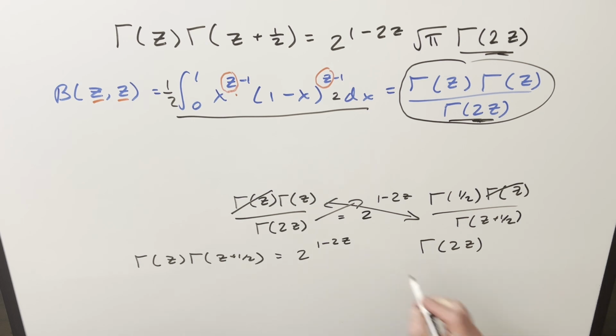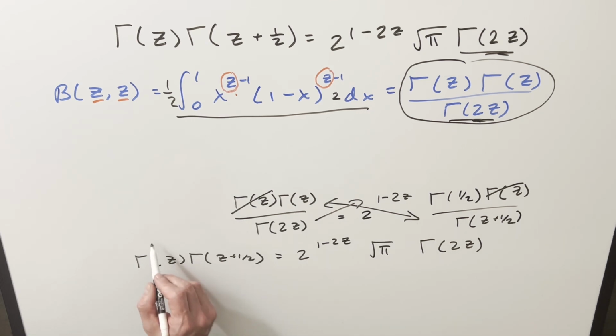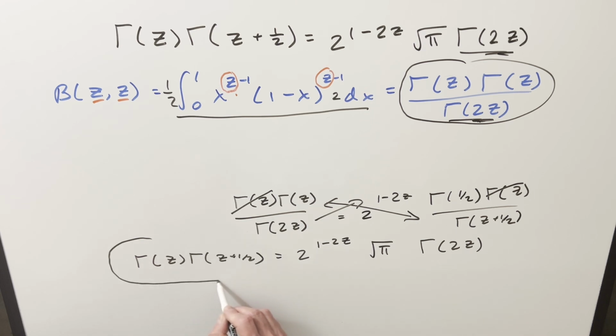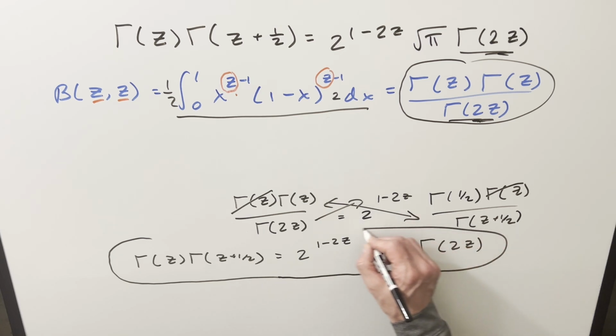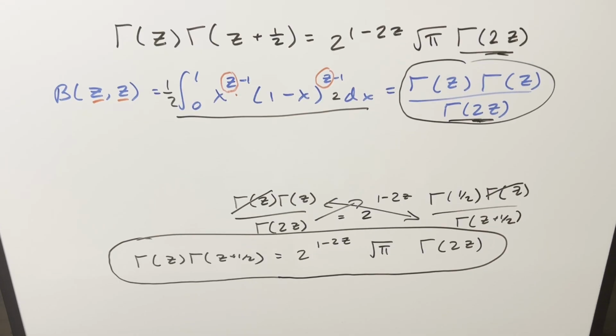So we plug that in, square root of pi, and so for our formula we have just gamma of z times gamma of z plus 1/2 equals 2 to the 1 minus 2z, square root of pi, gamma of 2z, and that's it. Anyway, there you go, Legendre duplication formula.